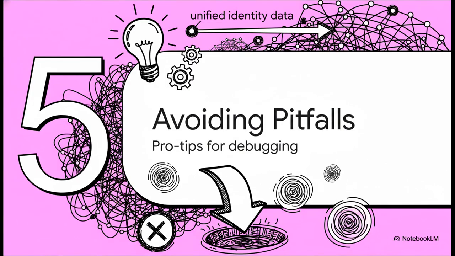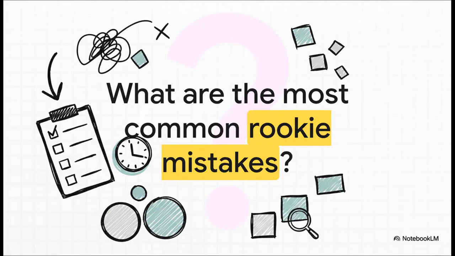Okay, let's head into our final section, and this one is all about saving ourselves a ton of time and frustration. Section 5 is all about avoiding common pitfalls. These are the pro tips that are going to keep you out of trouble. So what are those simple, common mistakes that, let's be honest, even experienced people make when they're in a rush? You know, the ones that make you want to bang your head on the keyboard. Let's run through a quick checklist.